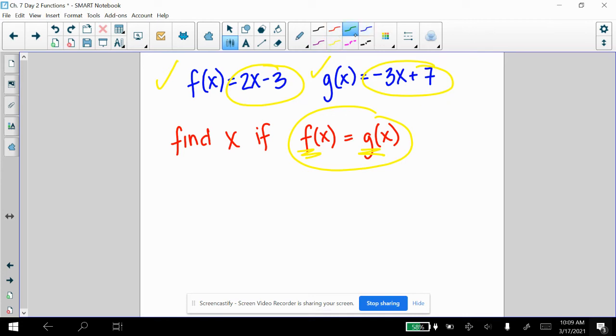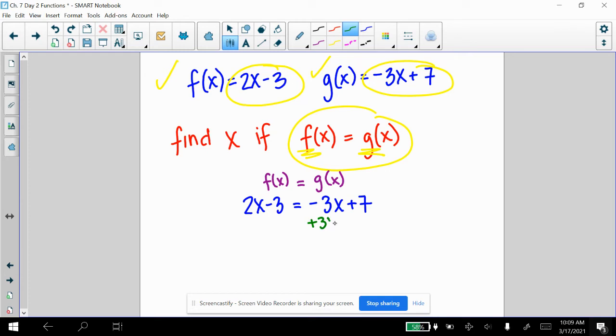So I'm going to say 2x minus 3 equals negative 3x plus 7. Again, what we've done is I've basically said here, remember this is f of x equals g of x. I've just replaced it with the actual equation that is represented in the function. Now that I have this blue equation, I'm going to solve.